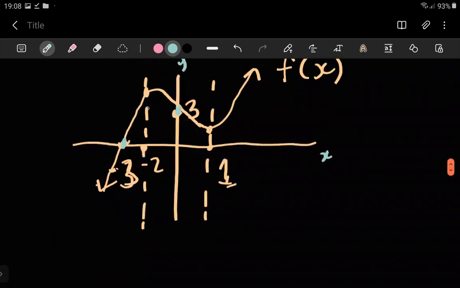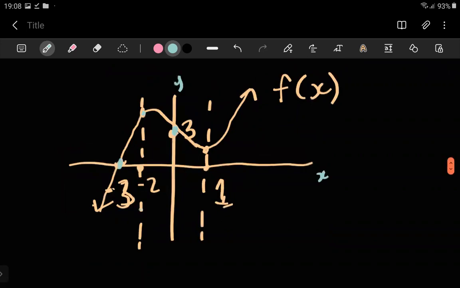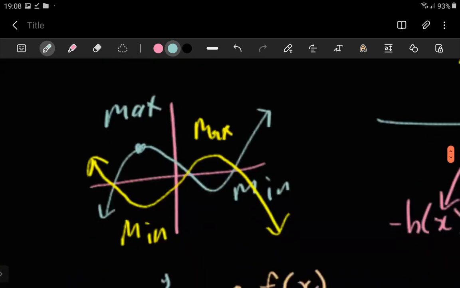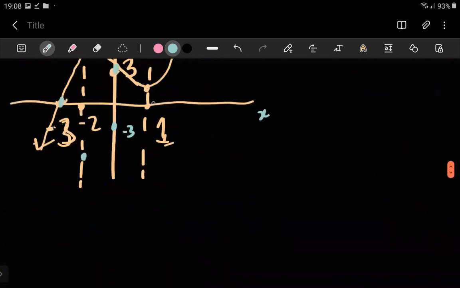The distance here is 5, so it should be 5 going downwards as well. So we can put that point there. The distance here is 3, so it should be 3 going downwards. That's going to be somewhere there. And here the distance is 1. We saw here it was 1 up, so in the other direction it also has to be 1 down. So it's going to be a turning point somewhere there.